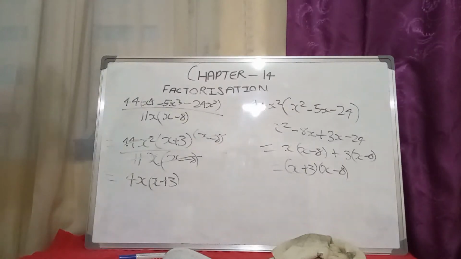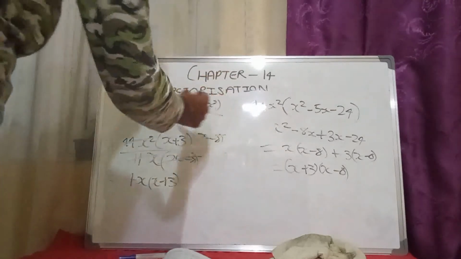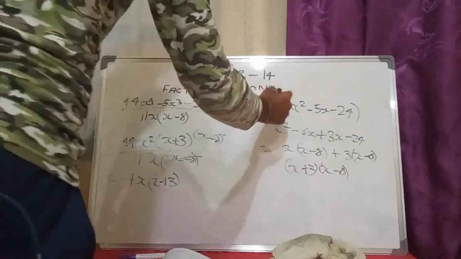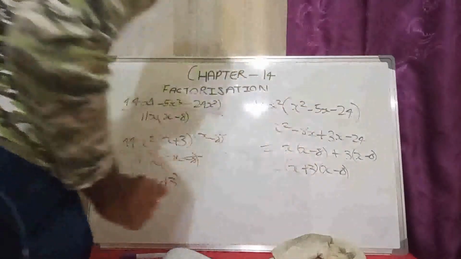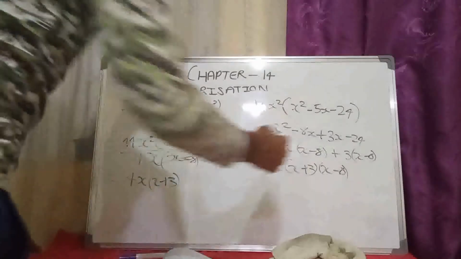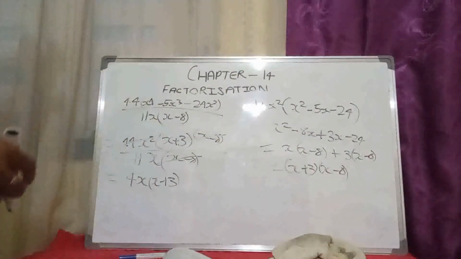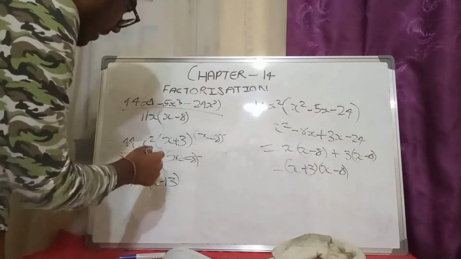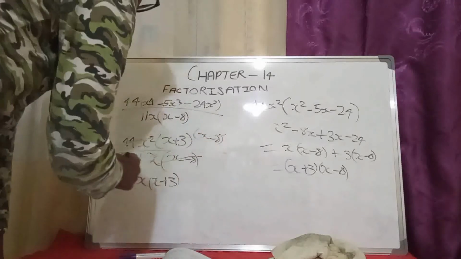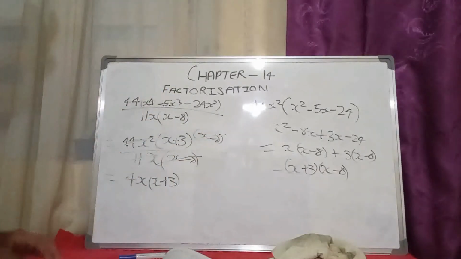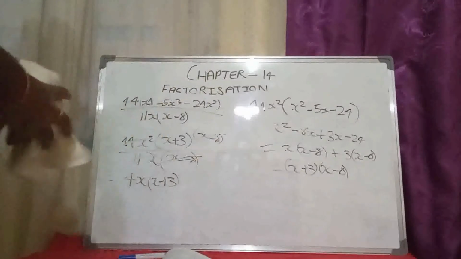So what did we do? We found the common factors, so we get 44x square into x square minus 5x minus 24. This is in the identity number 4. We solve it and get x plus 3 into x minus 8. So it is 44x square into x plus 3 into x minus 8, divided by 11x into x minus 8. Now we cancel them out and we get 4x into x plus 3. It is like this.